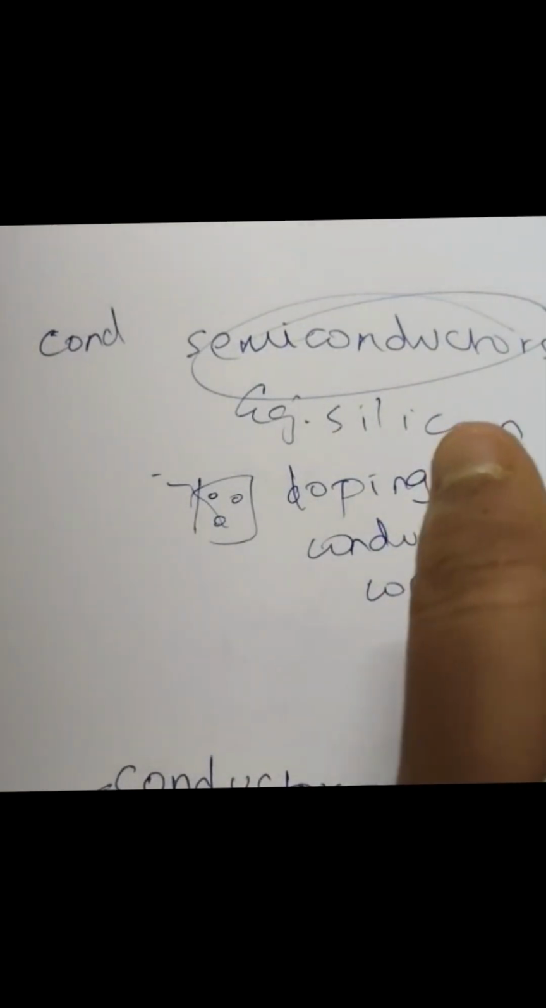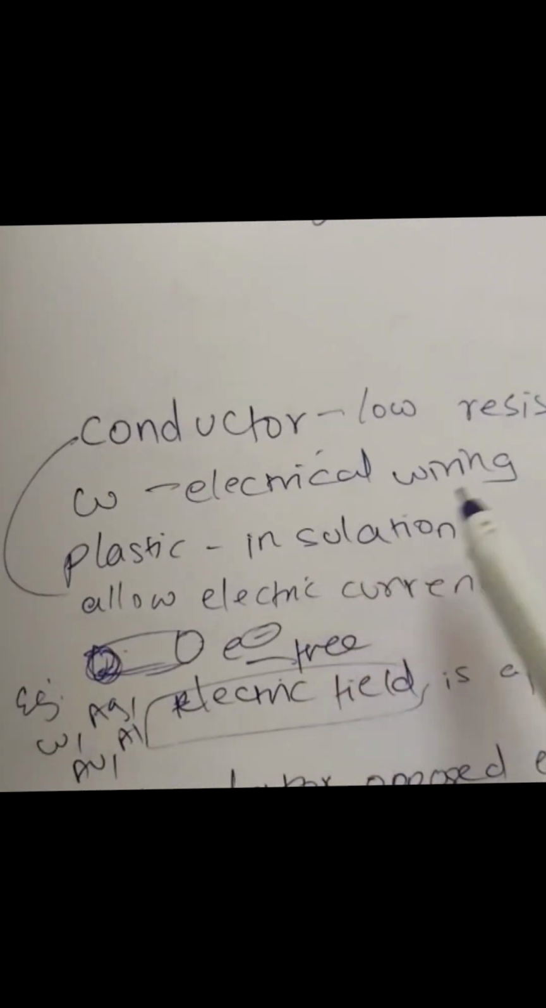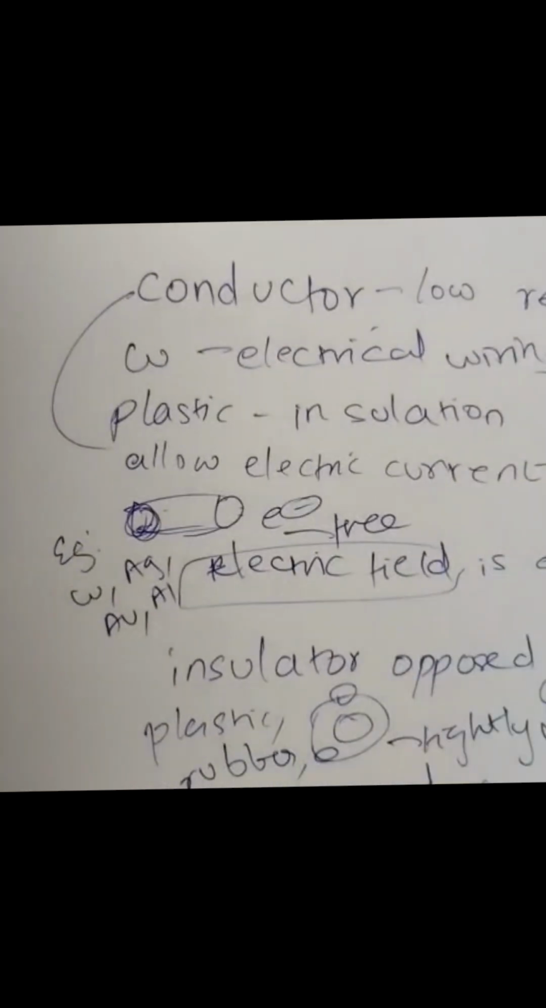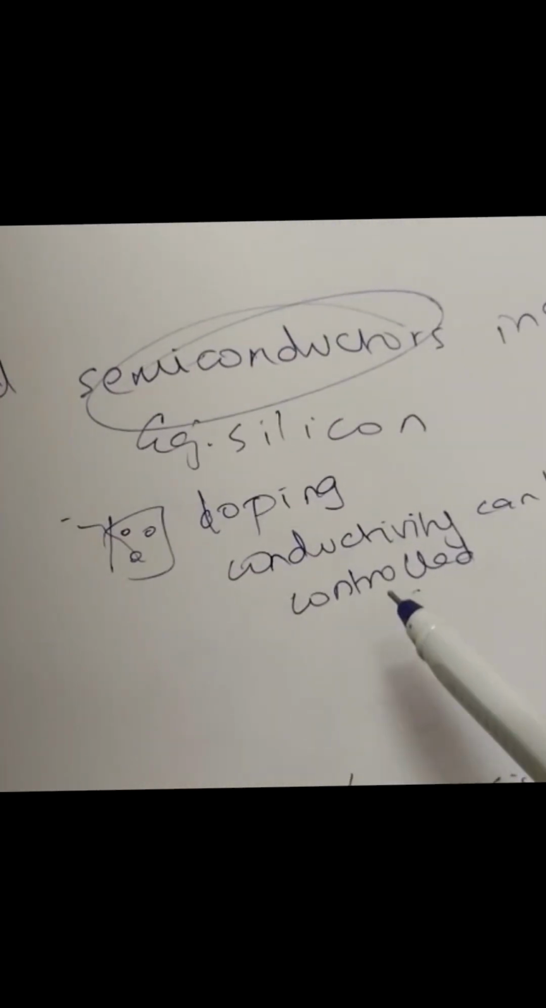Let's do a quick comparison. Conductors have low resistance, many free electrons, and current flows easily. Insulators have high resistance, very few free electrons, and current hardly flows. Semiconductors have moderate conductivity that can be controlled, and are used in electronic devices.